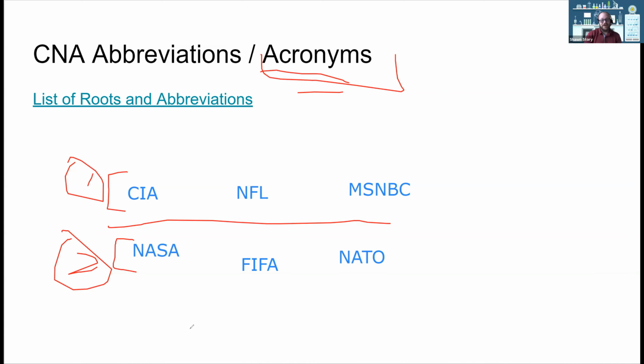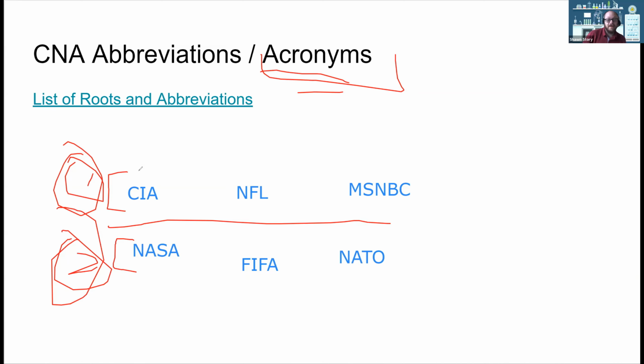NASA, FIFA. All right. Are you ready for the answer? Yes. So there are two types of acronyms. One type of acronym, our first category, is we say the individual letters: CIA, NFL, MSNBC. And then we have other acronyms where we read it as if it's one word: NASA, FIFA, NATO. Does that make sense? For example, with NASA, we don't say, oh, I went to go see the NASA. No, it's, oh, I went to go see NASA.